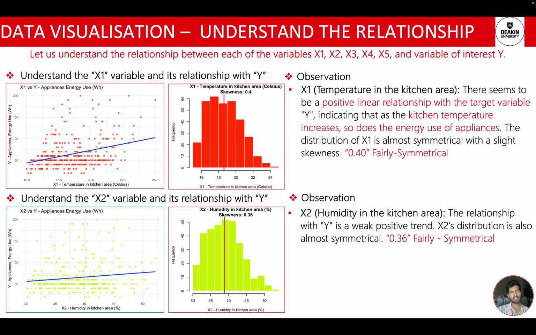Let us start to understand each variable. The first variable, the temperature in the kitchen, seems to have a positive linear relationship with the target variable. As the kitchen temperature increases, the energy appliances use increases, and we can say this is a normalized data set. Going to x2, humidity is also seemingly normalized, but we can see there is no evidence of a strong correlation with the y.